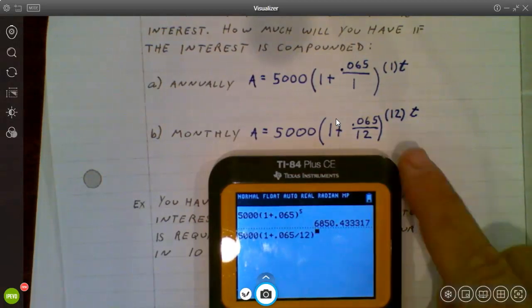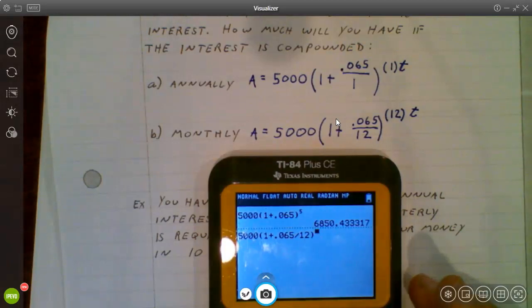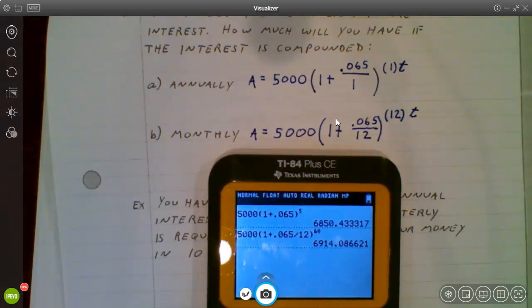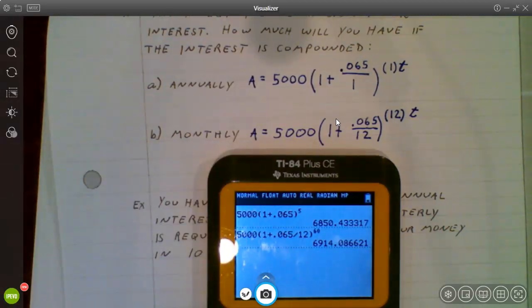But now our exponent is, if we're doing this for 5 years, 12 times 5, so 60. So you can see I'm making a little bit more money, right? I made like an extra 64 bucks just because it was compounded more often. So the more often it's compounded, the more money you're going to make, right?